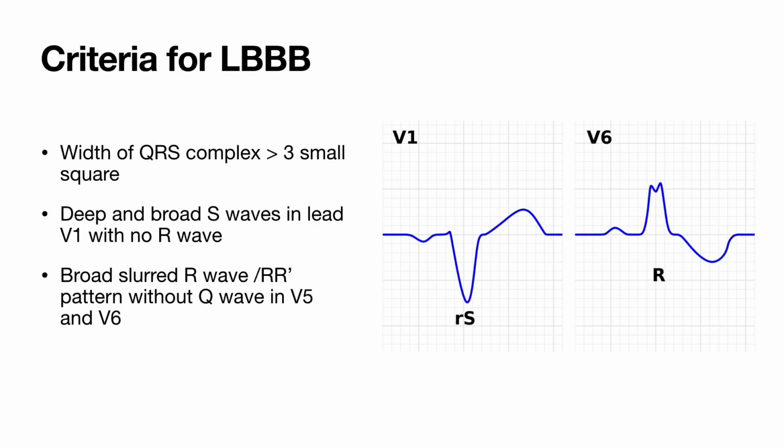So, left bundle branch block is diagnosed when the width of the QRS complex is more than 3 small squares, with deep and broad S waves in lead V1 with no R wave, and a broad slurred R wave, that is an R pattern without a Q wave, in leads V5 and V6.